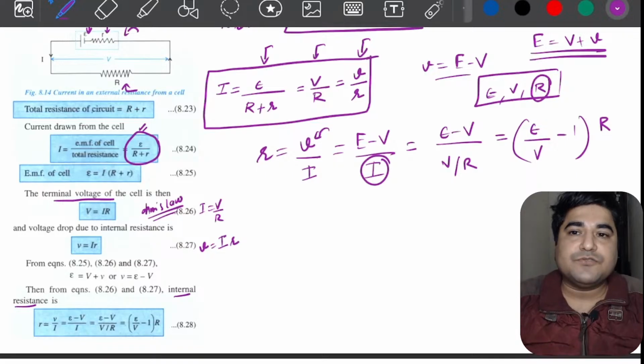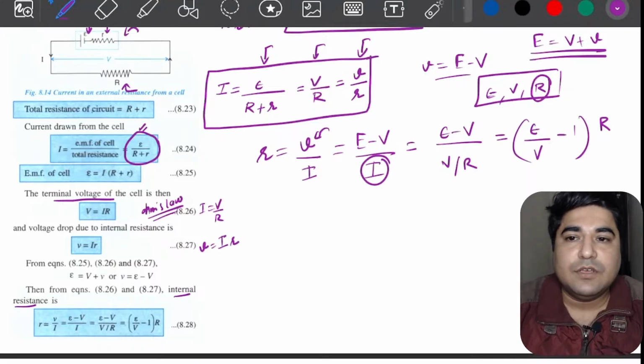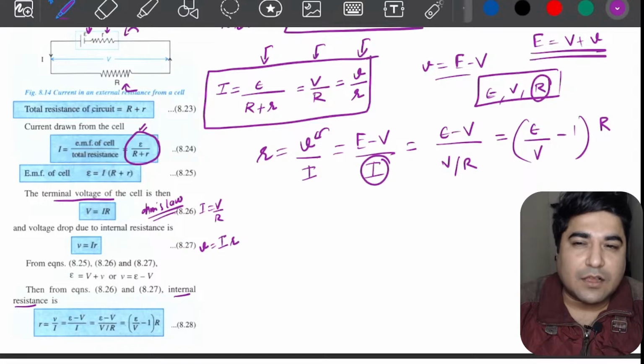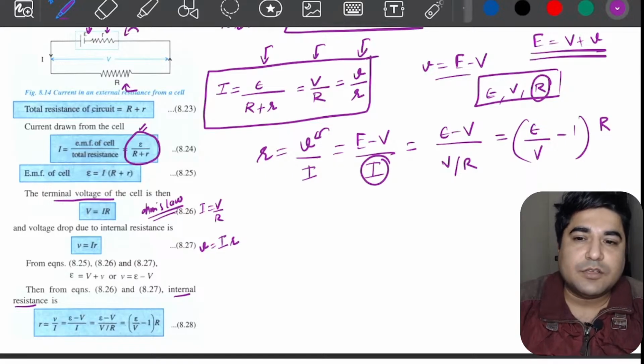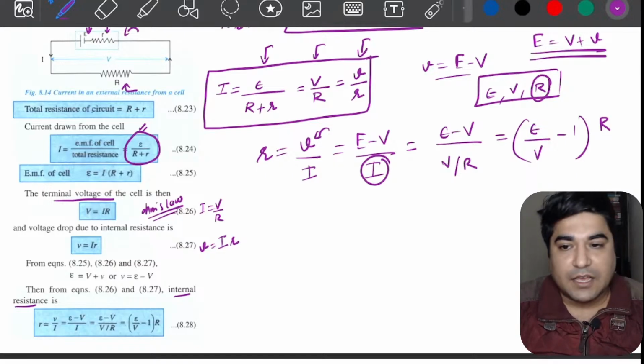Why are we taking these relations into account? Because these will be required as they are, or maybe in other forms as well.